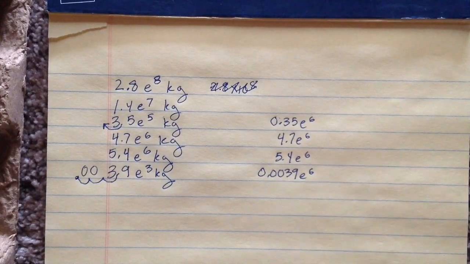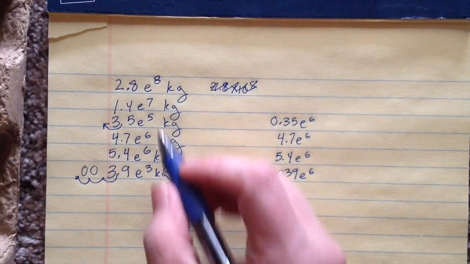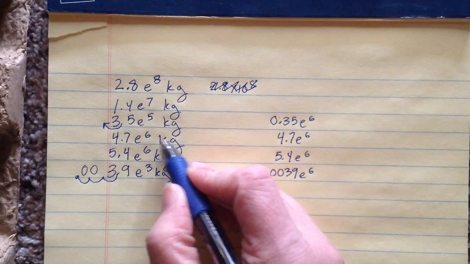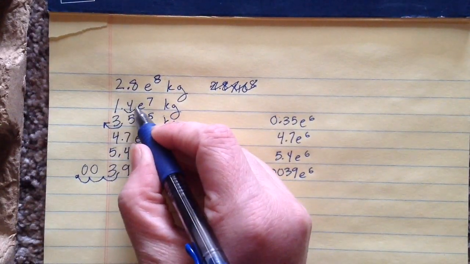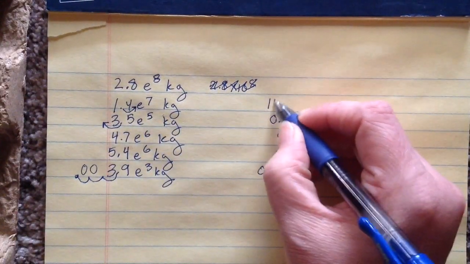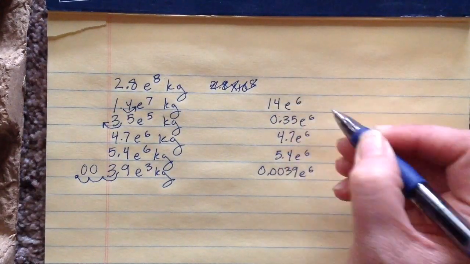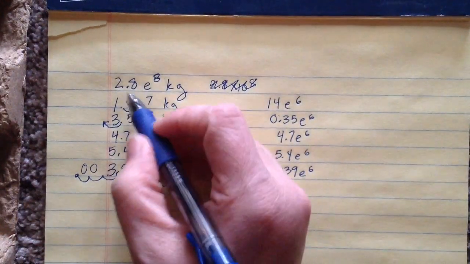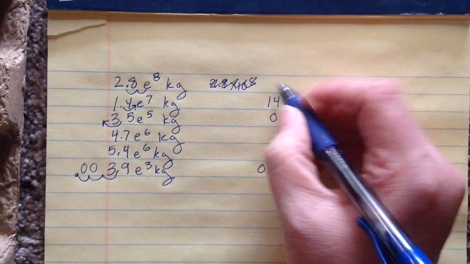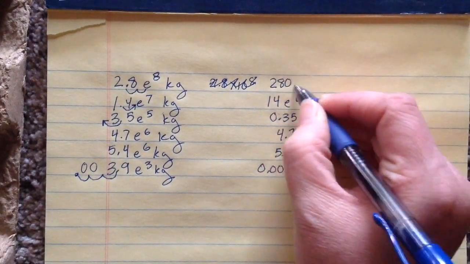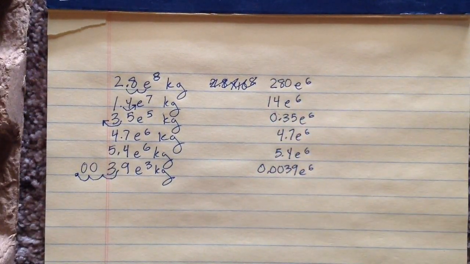When something's bigger, I move my decimal place the opposite direction. So 7 is 1 bigger than 6, so I move it 1 to the right. And I get 14 e to the 6. 8 is 2 bigger, so I move it 2 to the right, and I get 280 e to the 6.